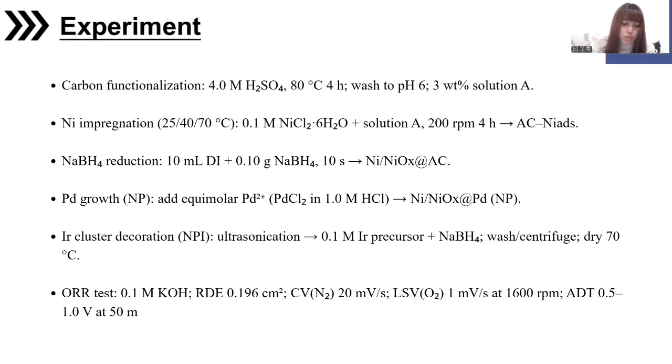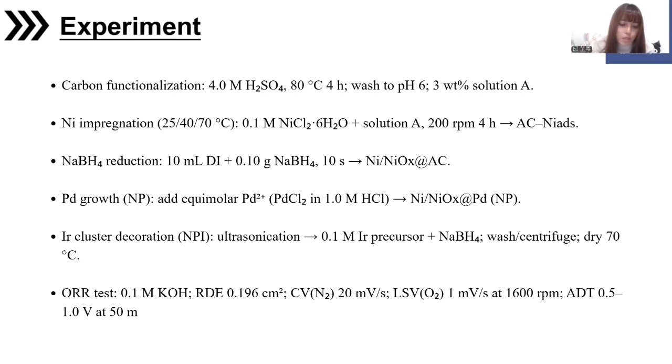For the method, first, the carbon support is treated. Carbon black is treated in 4.0 molar sulfuric acid at 80 degrees Celsius for 4 hours. Wash to a pH of about 6, forming functionalized activated carbon, and then prepared as a 3 weight percent dispersion.